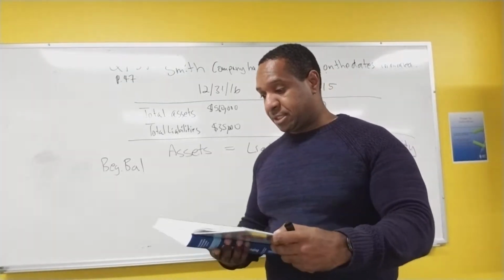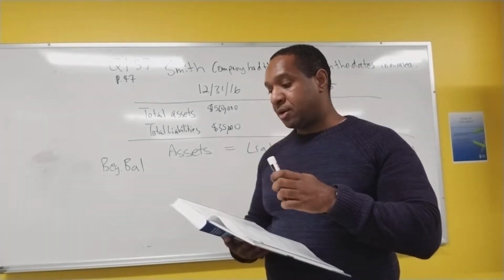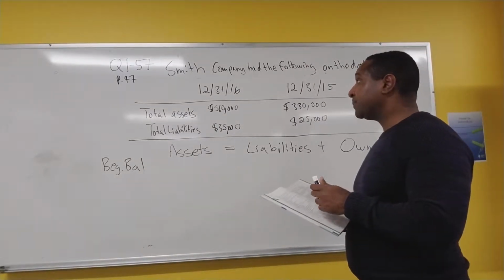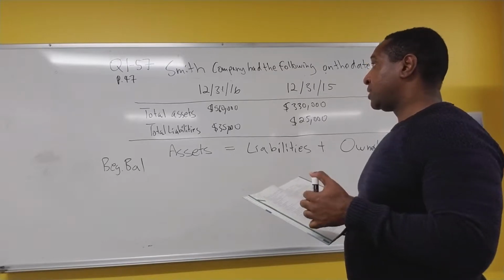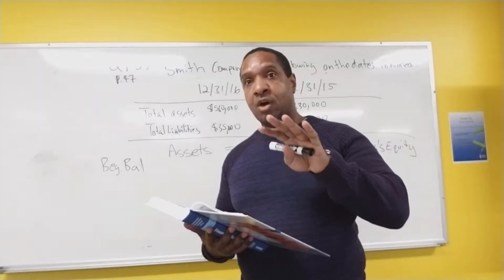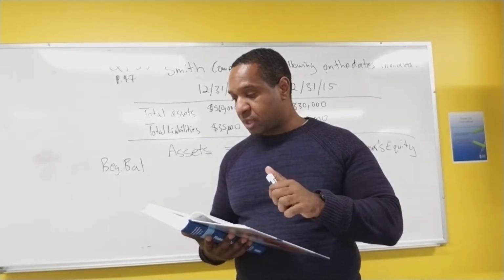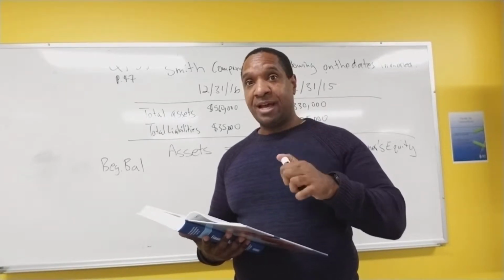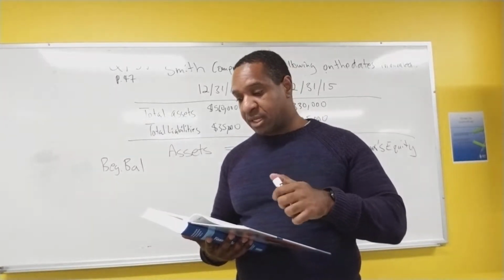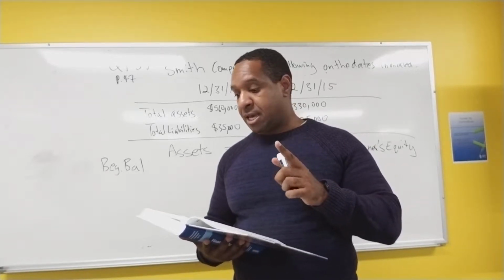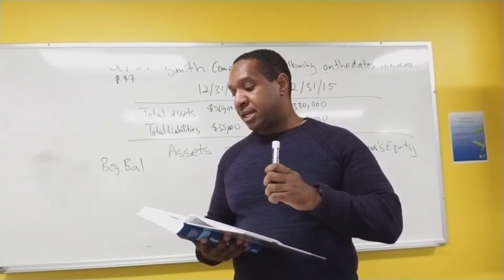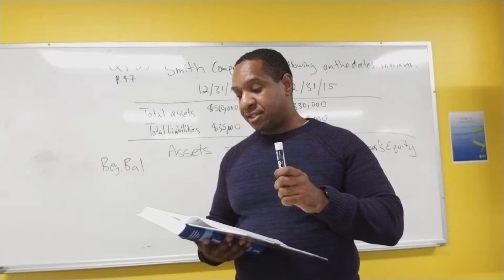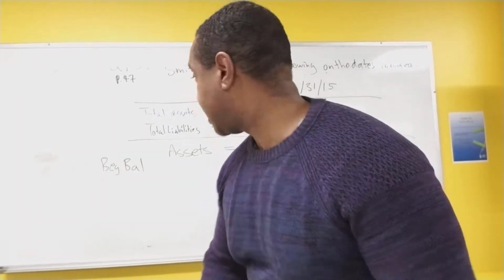So it reads, Smith Company had the following on the dates indicated. So it gives us 12/31/16, 12/31/15, and it's telling us total assets, total liabilities on those dates. You remember, these are assets, liabilities. We'll find these on the balance sheet. Now it says Smith had no stock transactions in 2016. Thus, the change in stockholders' equity for 2016 was due to net income and dividends.